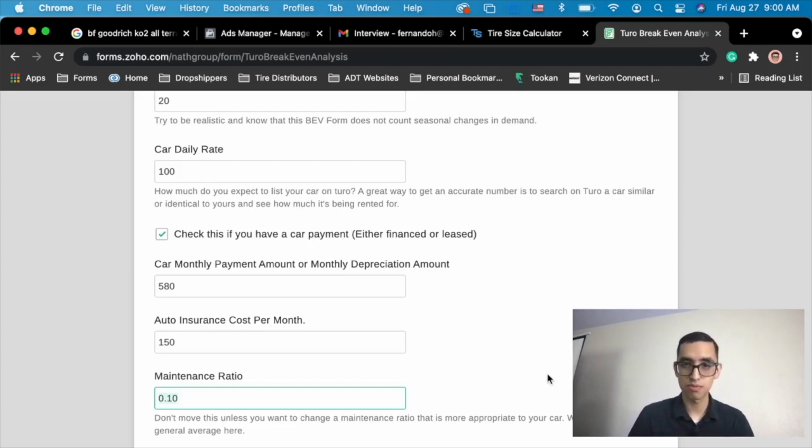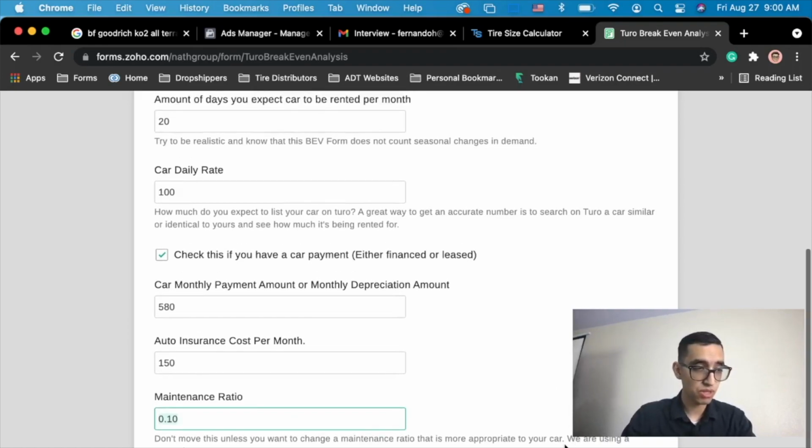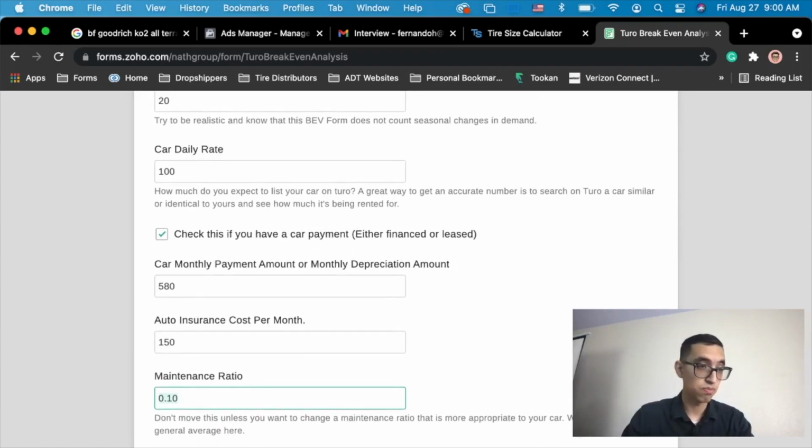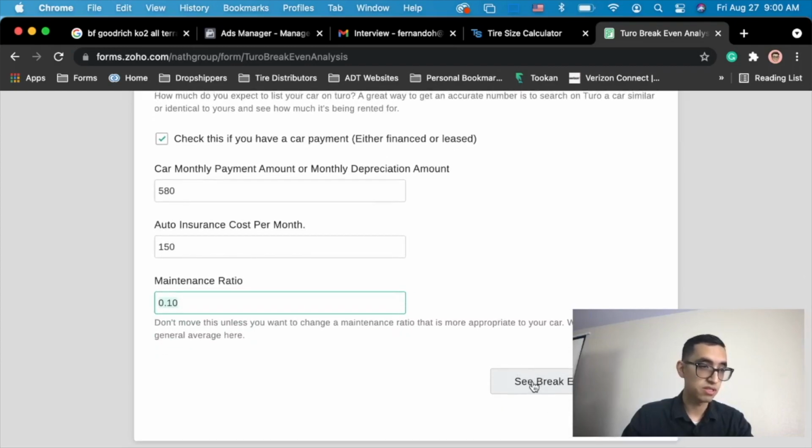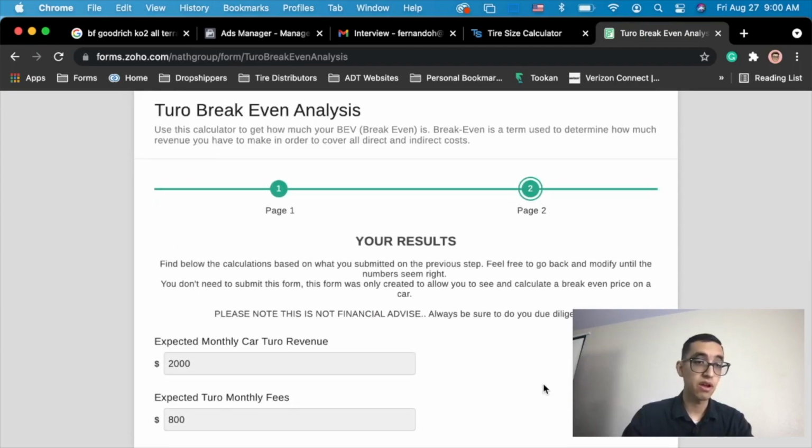In this case, this 10% is going to be roughly $200 a month, and it's calculated based on the Turo revenue. So this amount is going to be multiplied based on the amount of days and the rate that you're renting it for. So of course, if you're renting your car more, that means you're going to have a higher maintenance expense. If you're renting your car less, that means you're going to have a lower maintenance amount. Once we do this, we go ahead and click at the bottom here, and you guys can't see it, but we'll go ahead and click here on see break-even analysis. So we'll go ahead and click there.